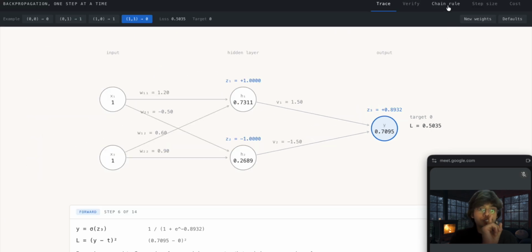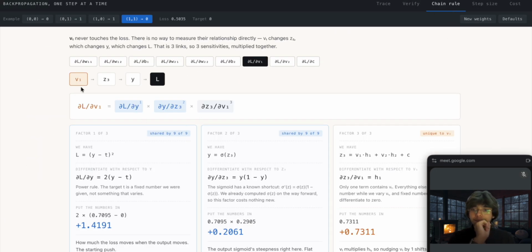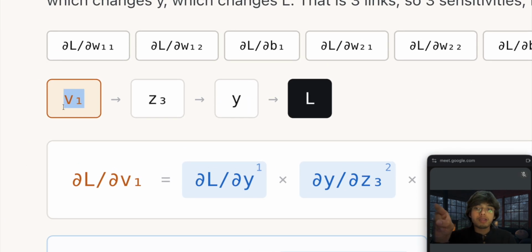Because I'll show you the chain here, chain rule, right? Look at the chain here. V1 is directly linked with Z3 and Z3 is linked with Y and Y to L. What I want is the relation between L and V1, but there are some different variables in between. So I cannot get it directly. That's why I have to use chain rule.